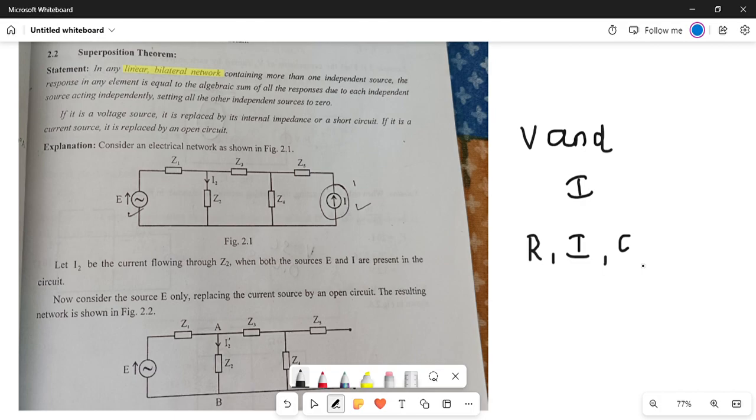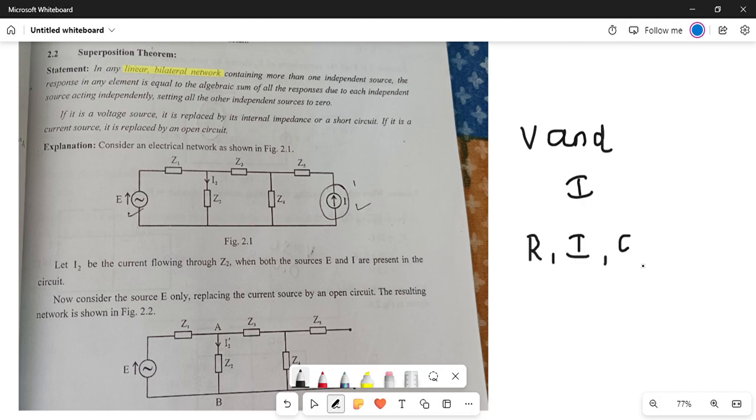That is what is a linear network. It does not change with respect to any of the changes in the voltage and the current with respect to time. Okay, yes, so it is showing a linear relationship between the voltage and the current. This is what is a linear network.